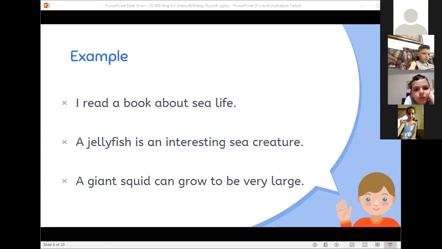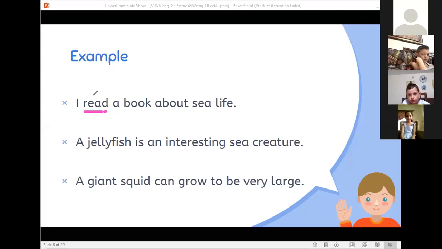Yes, Fatima. Read the first sentence, please. I read a book about sea life. Yes. Fatima, can you tell me what are the two main parts that a sentence is made of? The naming part and the telling part. Yes, in the naming part, we ask who. So what is the naming part in this sentence?